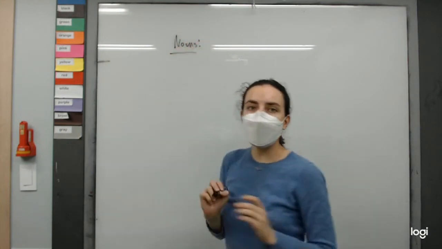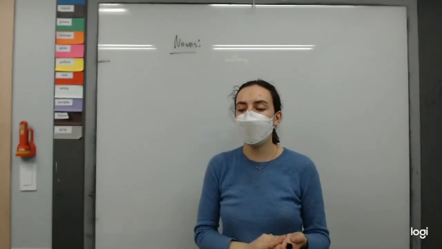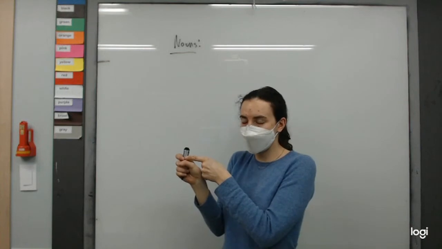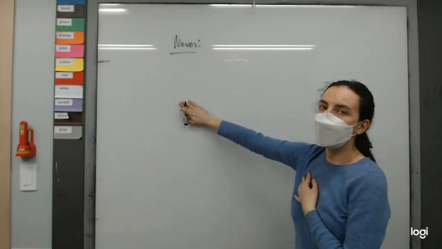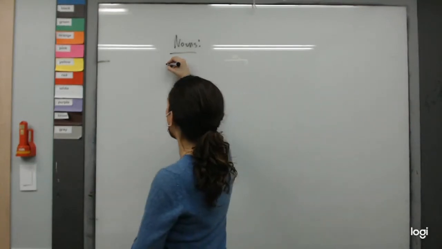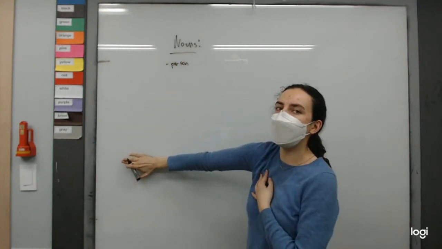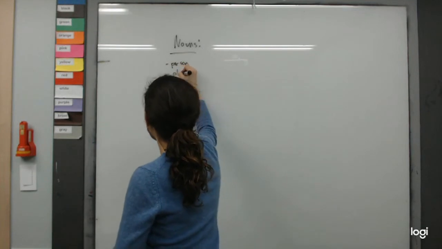Okay, so nouns. Nouns are normally person, place, or thing. If you can touch it, it is a noun. Marker, I can touch, a noun. Madeline teacher, you can touch, a noun. Board, a noun, you can touch. If you can touch it, it is a noun. So person, place, SSAT, I can touch SSAT, it is a noun, okay?